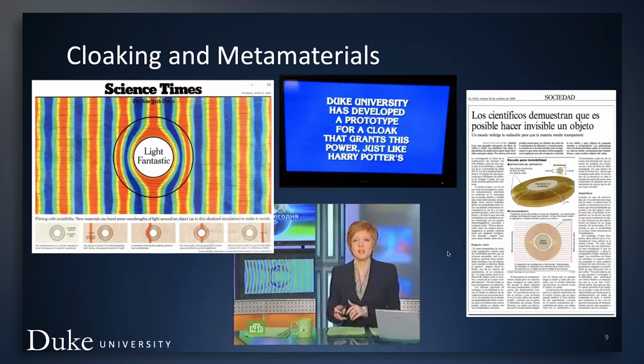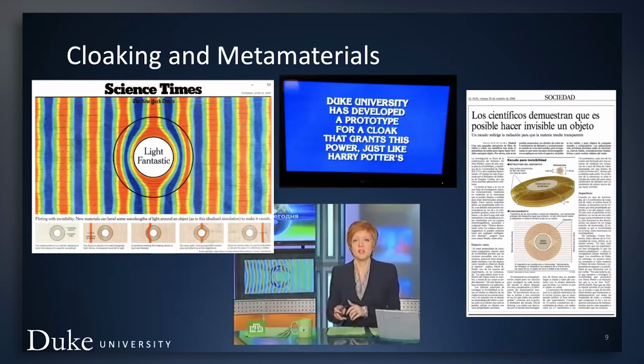The amount of attention that this work got was amazing. This was my image, so pretty happy that this comes from a numerical simulation that we did for a follow-up paper. But getting that above the masthead in Science Times was definitely an exciting moment in my career.